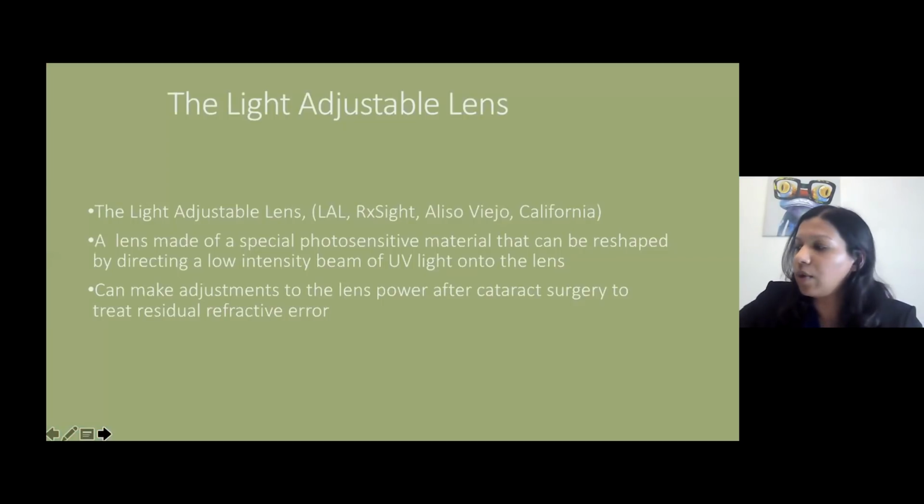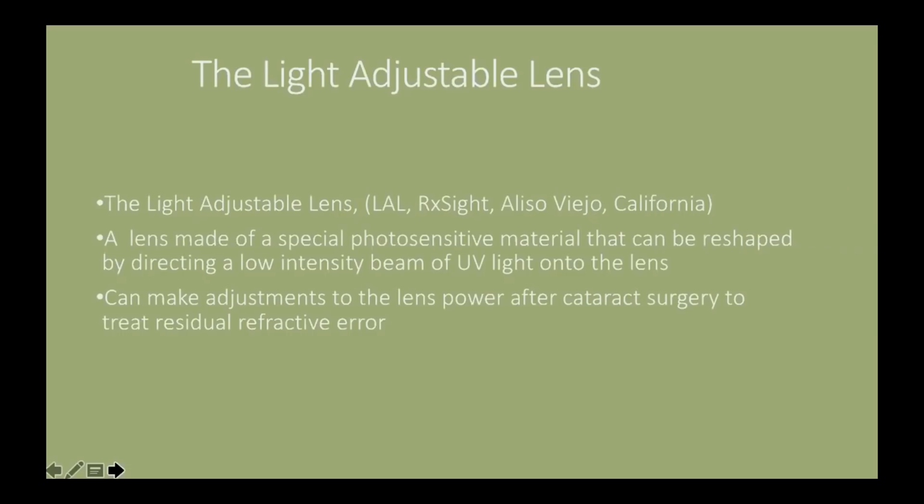Next, I'm going to move on. I want to talk about what's known as the light adjustable lens. This is one of what we call premium IOLs. The light adjustable lens is a lens that's made of special photosensitive material, and it can actually be reshaped by directing a low intensity beam of ultraviolet light onto the lens.